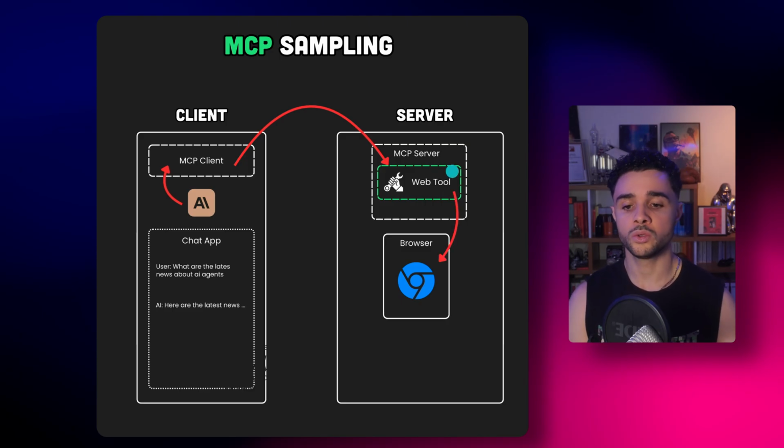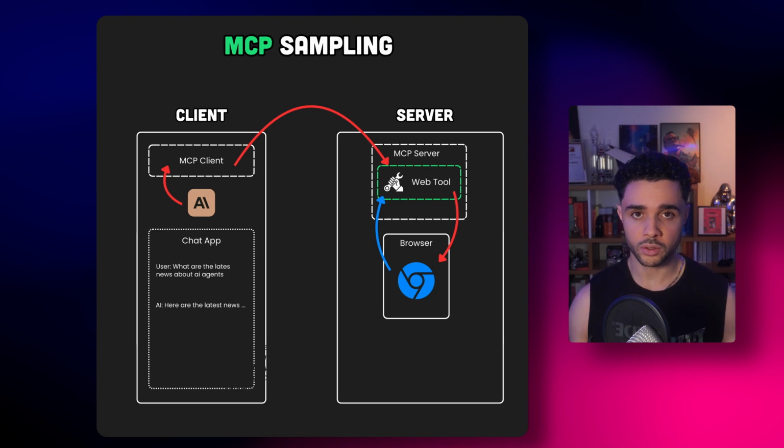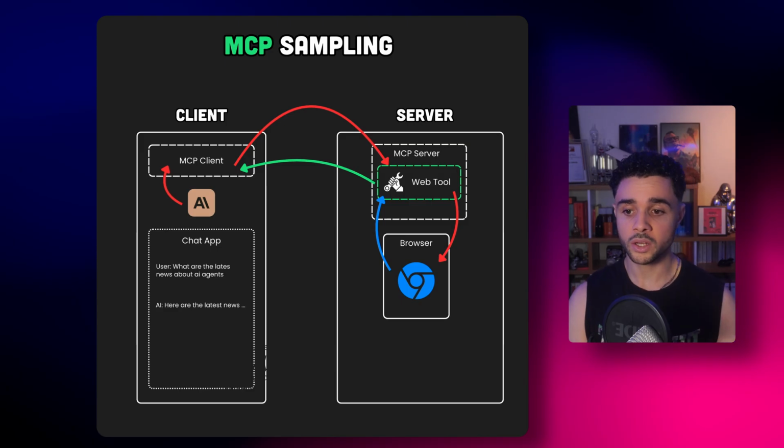The web tool will use the browser to make the requests, and then at this moment it realizes that it needs the AI to clean up the result before doing a few extra steps. So at this moment, using here the green color, we show the sampling. So the web tool makes a call back to the client, asking the model to generate something. So here maybe cleaning the web outputs.